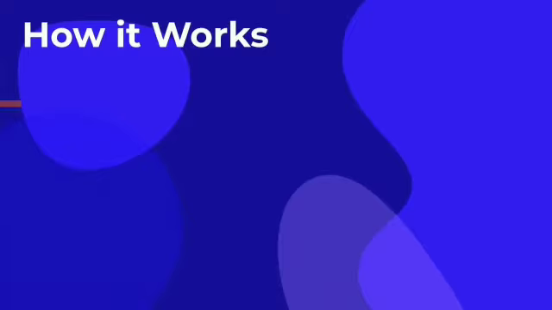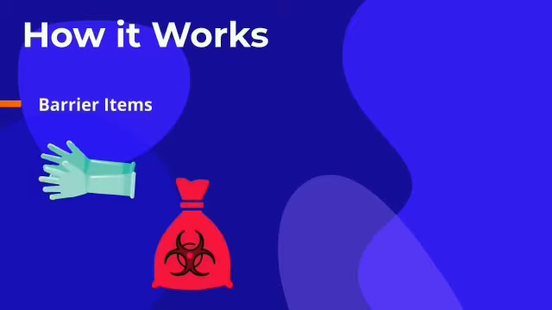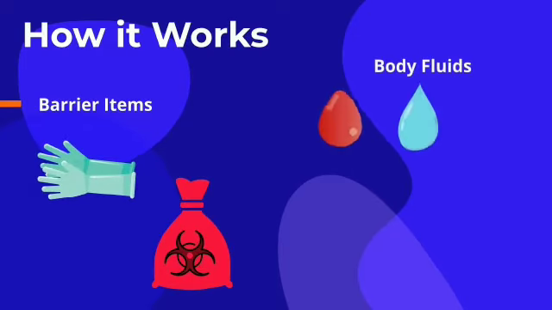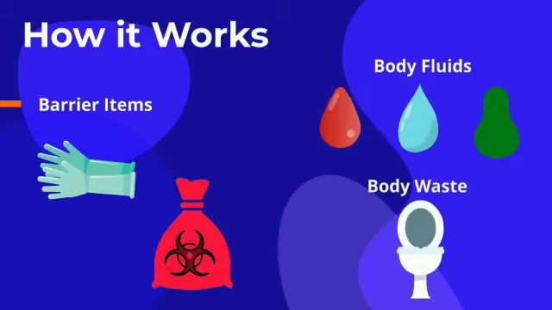Universal precaution focuses on the use of barriers and proper disposal methods to prevent contact with any potentially infectious body fluids or body waste. Body fluids include blood, saliva, and mucus. Body waste includes vomit, urine, and feces.